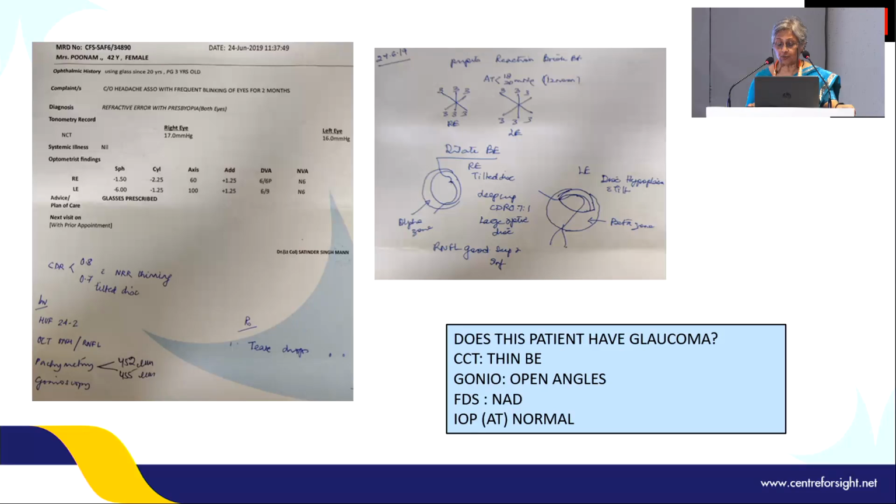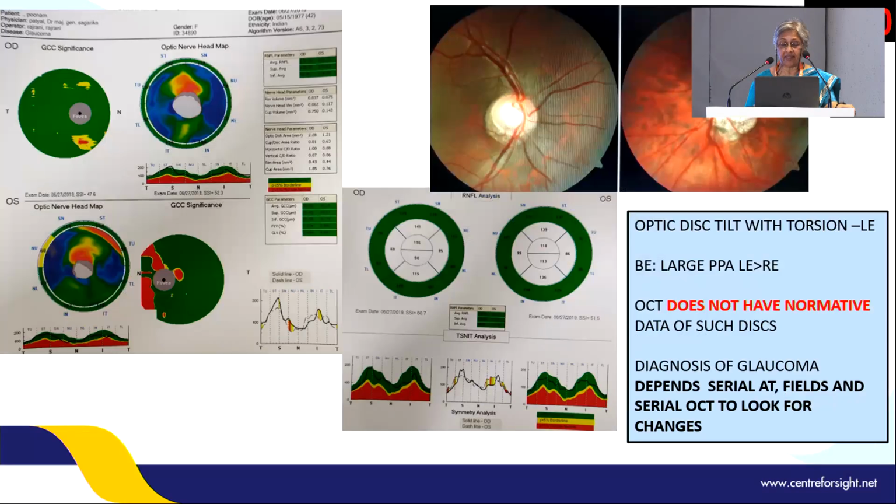She had absolutely open gonioscopy, open angles, and the pupils were normal. The question was, does this patient really have glaucoma? The CCTs are thin. It is only 452. We all know that in Indian eyes, it varies between 530 to 550 microns. Gonio shows open angles, fields are normal, IOP is normal.